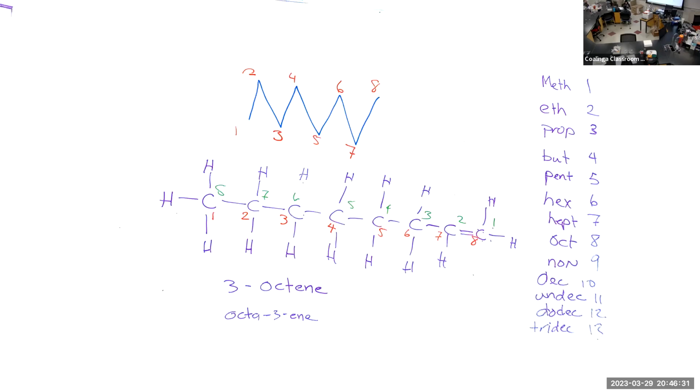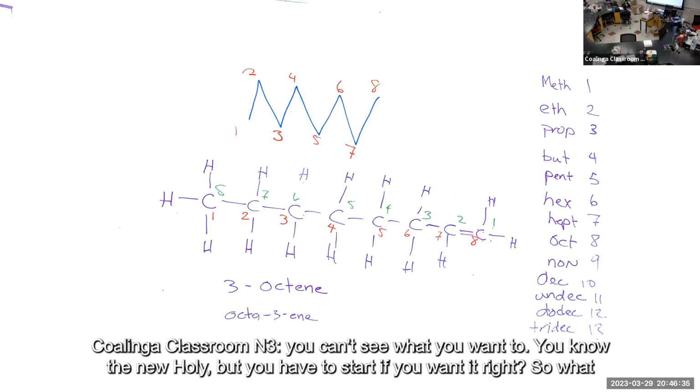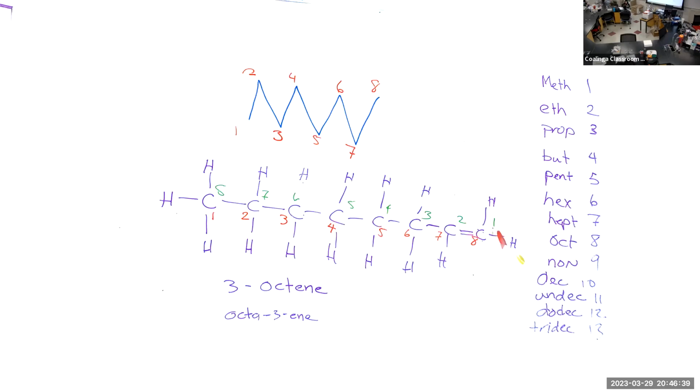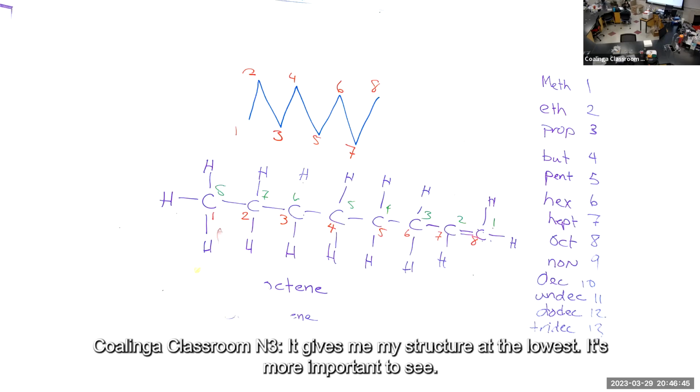On the bottom, you count left to right, and on the top you count right to left. You can count any way you want to, but you have to start at 1, right? But the thing is that you always want to do this. So here I counted from this part because this will give me my lowest number. It gives me my structure at the lowest number.